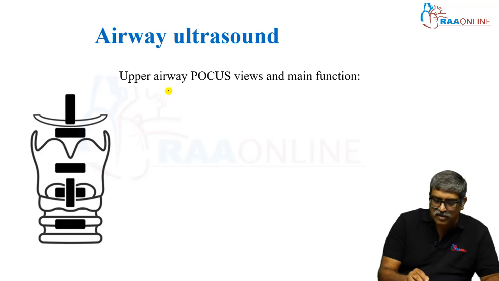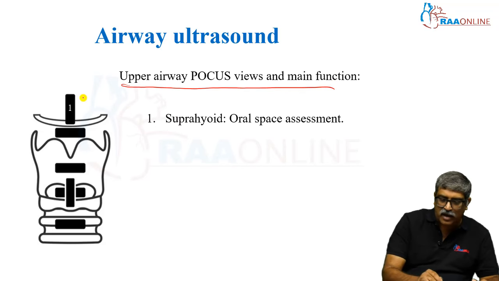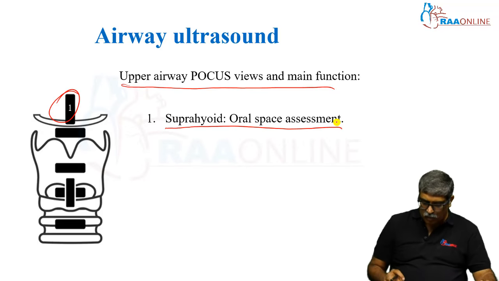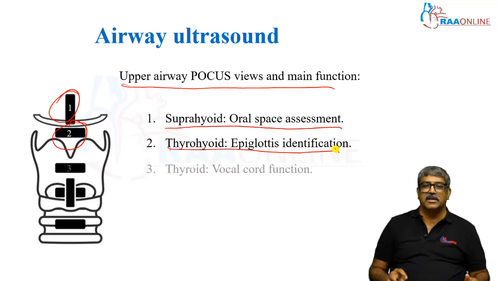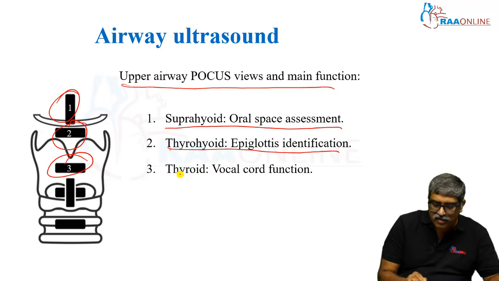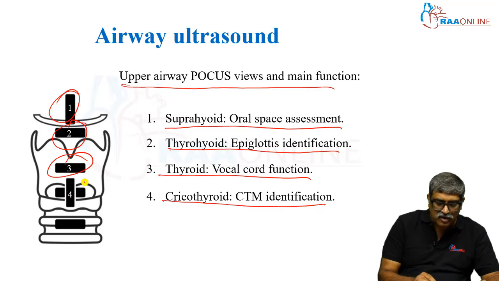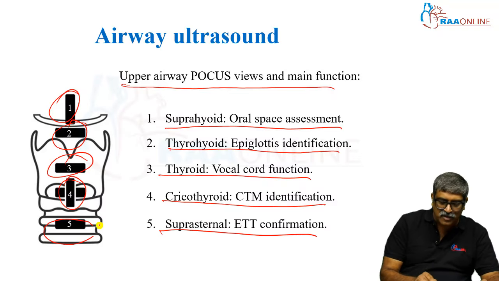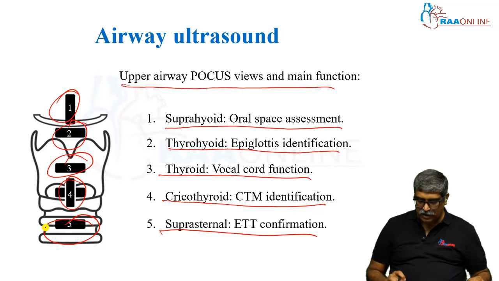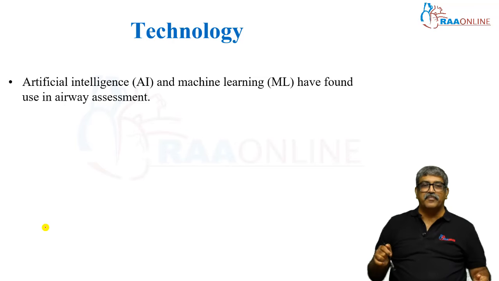Coming to airway ultrasound, upper airway focus and main function. First, you look at the suprahyoid, which is used for oral space assessment. Second, you look at the thyrohyoid, which is for epiglottis identification. Next is thyroid, which is used for vocal cord function. Fourth is cricothyroid membrane identification. And finally, you have the suprasternal, which is for endotracheal tube confirmation. These are all the 5-point checks for ultrasound of the airway.